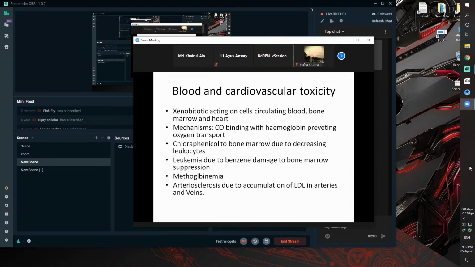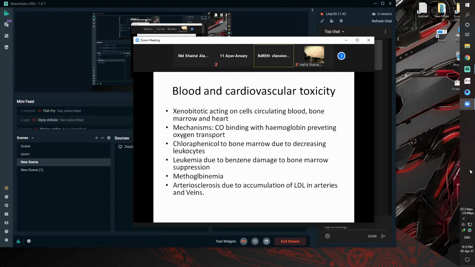Globulin problems are a kind of blood coagulation disorder and blood shortage. In arteriosclerosis, low density lipoprotein accumulates in the heart, veins, and arteries if your blood is not circulating, when your blood is toxic from benzene, chloramphenicol, or carbon monoxide binding with hemoglobin. When you see these symptoms in a patient, you need to understand the blood is toxic.